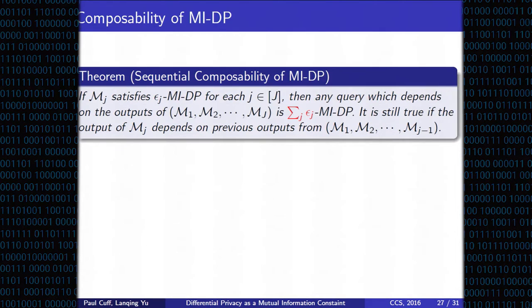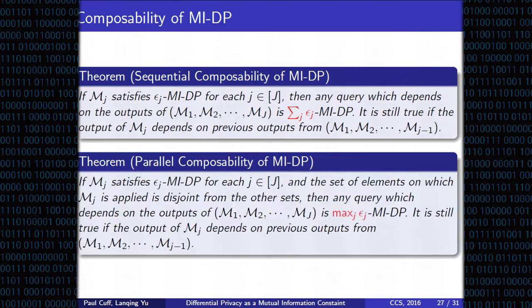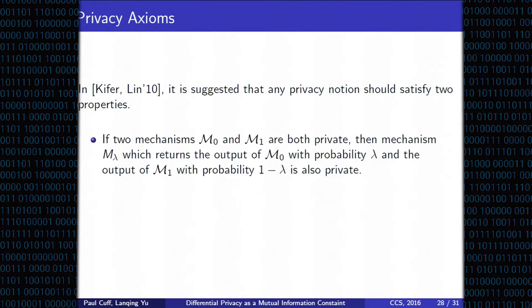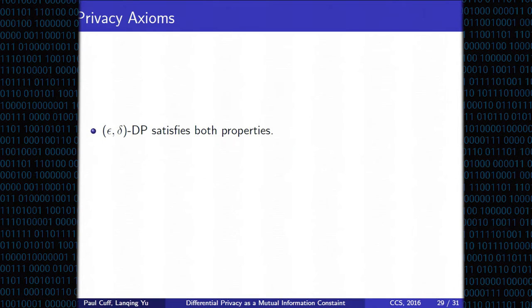What we can show is that our MIDP satisfies sequential composability with the same constant, and it satisfies parallel composability also with the same constant as in the parallel composability of differential privacy. So you can see these two privacy metrics are really very close to each other. There are other properties, but once again, epsilon differential privacy and epsilon-delta differential privacy satisfy both properties, and our MIDP still satisfies these properties.